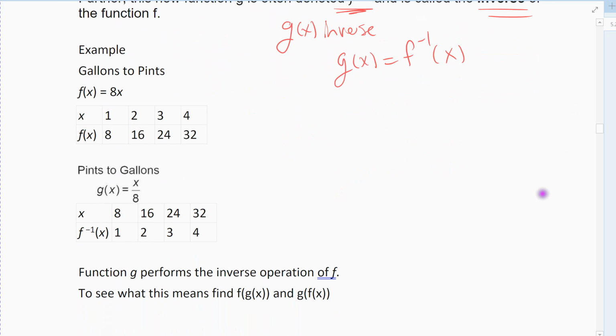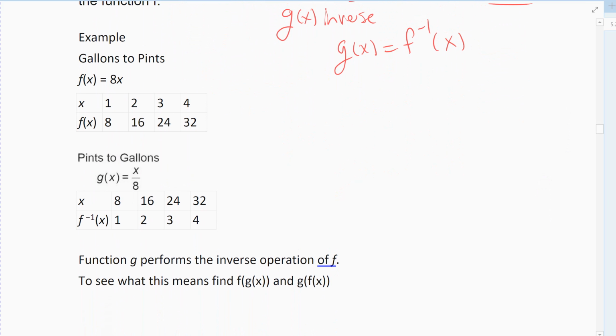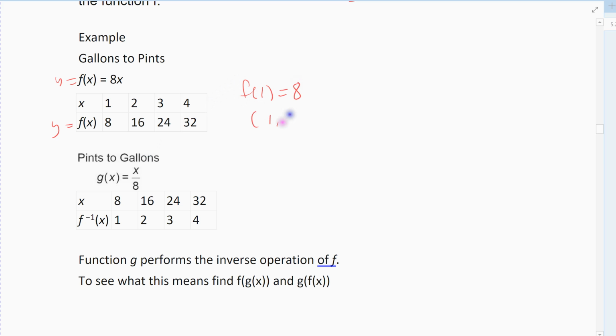A simple example of that should make sense: g is the inverse of f. f of x is the function 8x. 8 times x gives me out my function values. So 1 gives me 8, 2 gives me 16, 3 gives me 24, and 4 gives me 32. When we find f of 1, I get 8, so I have the point (1, 8). The inverse should give me the exact opposite of that. My inverse would be the exact opposite of multiplying by 8. It would be dividing by 8, and that's what this is giving me. This is my inverse.